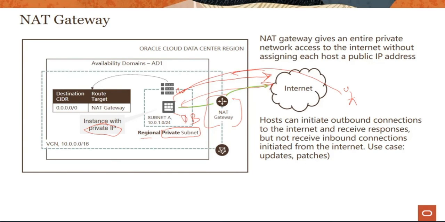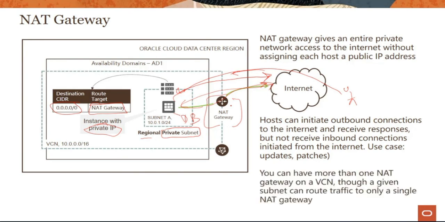And as we have been seeing in the previous slides, the rule here in the route table is basically saying all the packets destined for any IP address should go through the NAT gateway. So you are sending all the traffic from this private subnet to the NAT gateway, and if you are getting patches or updates, those packets come back, and that all is managed by the NAT gateway. Now, an important thing to keep in mind: you can have more than one NAT gateway on a VCN, though a given subnet can route traffic to only a single NAT gateway. So this is a little different than the internet gateway.